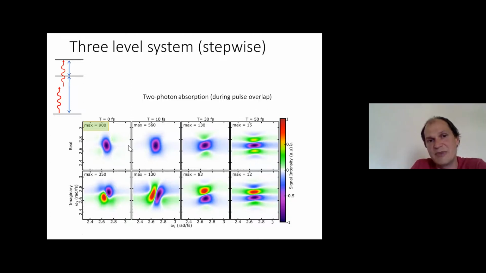So it's very short-living. But the situation is that your pump basically prepares the population at the virtual level, and since the pulses are overlapping, the probe immediately excites it to the second excited state, and you then see absorption of the probe in the sample induced by the pump.